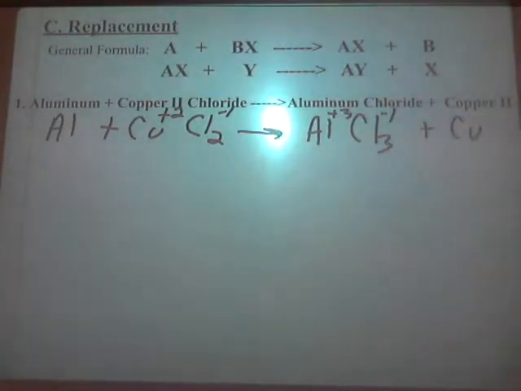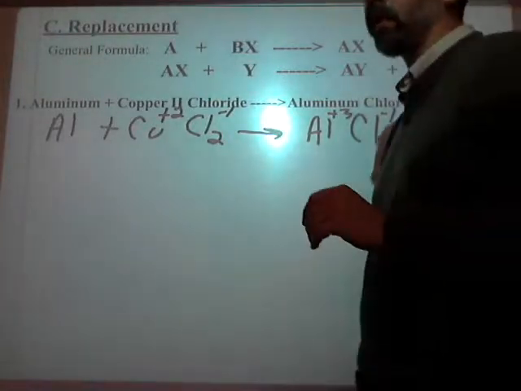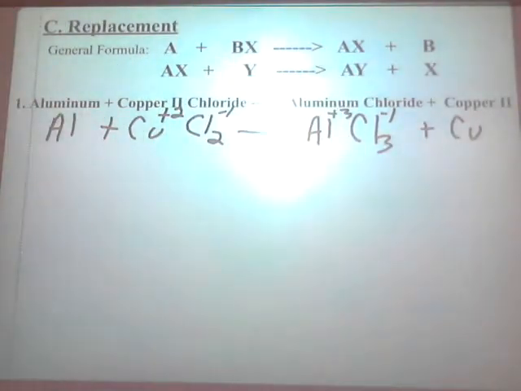Copper by himself is just Cu. Now I can balance the equation. So if I do that whole step right, I can only lose 1 point. These are going to be worth, on average, about 8 points apiece.